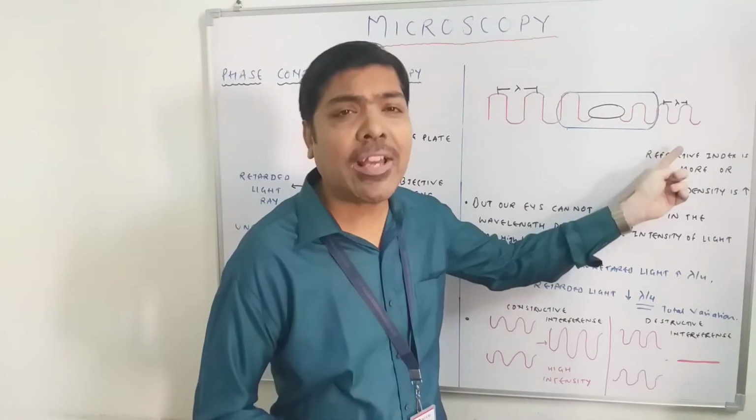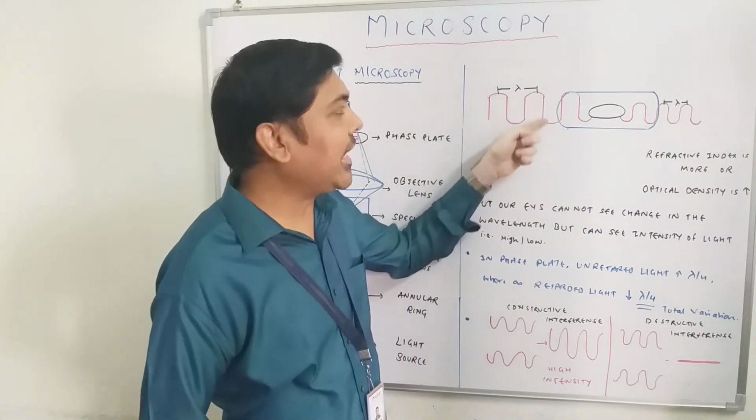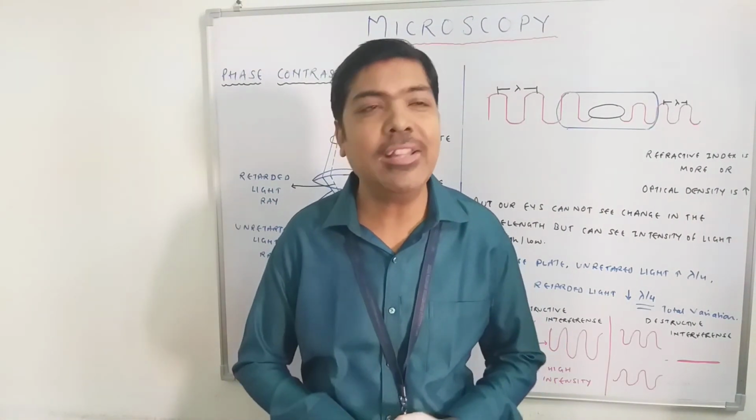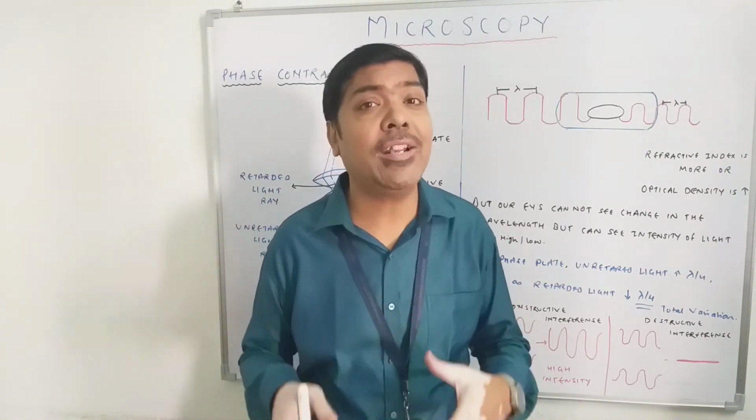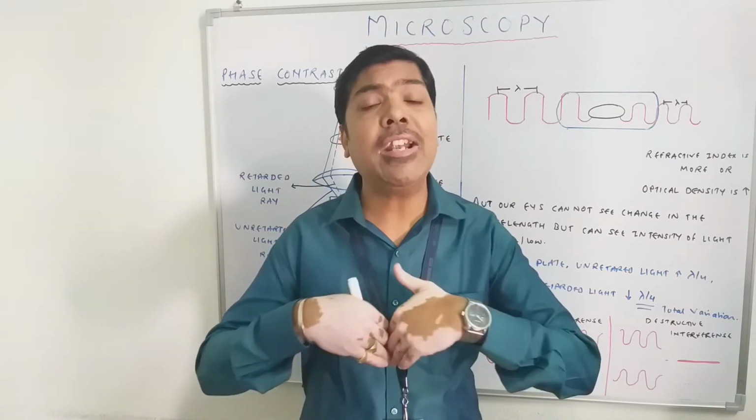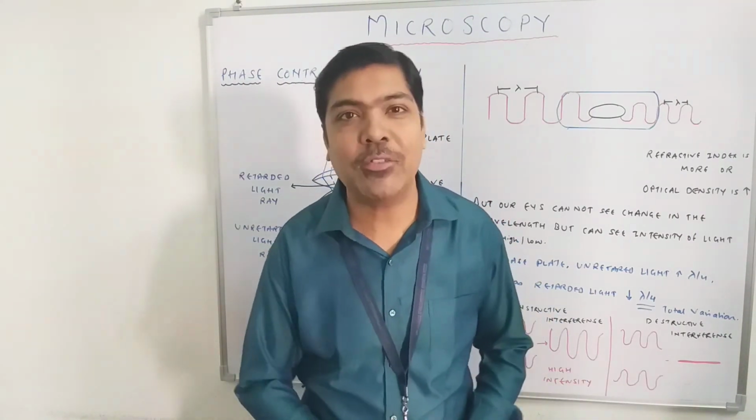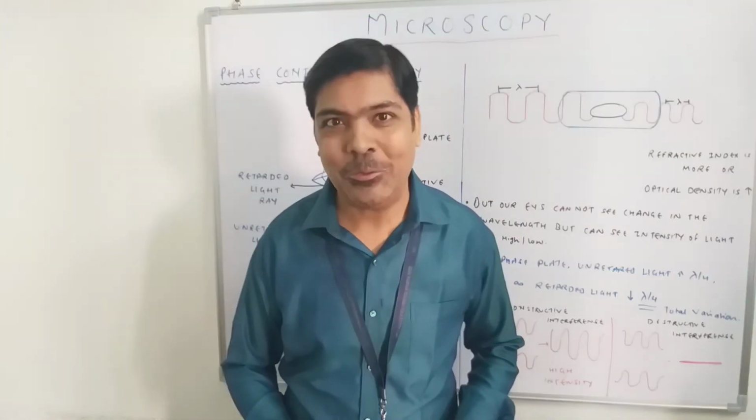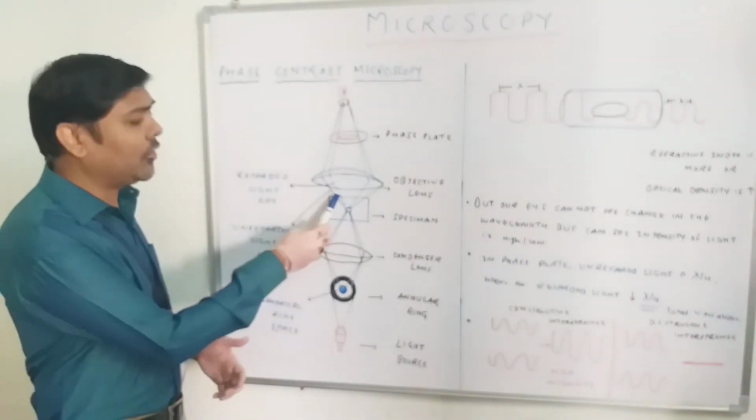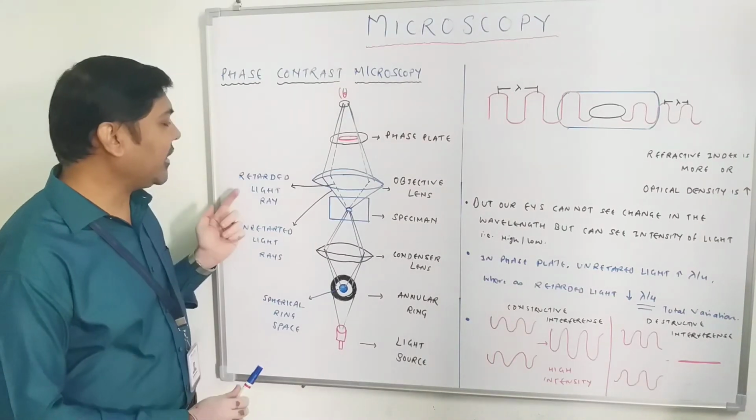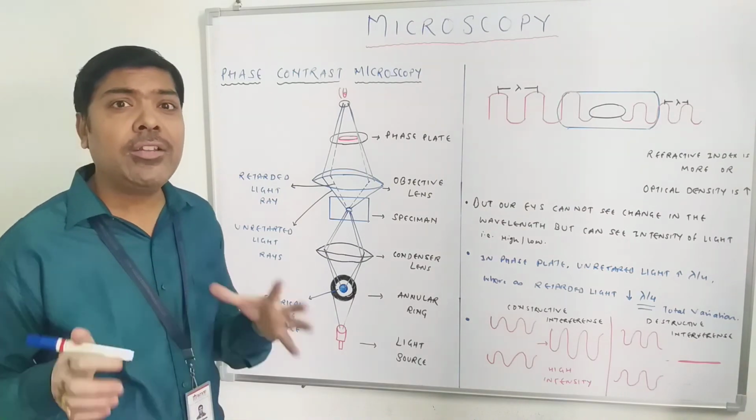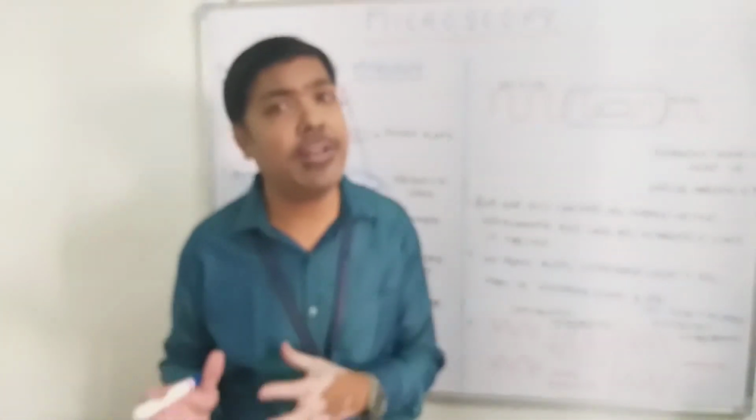As you can see in this diagram also, when the light enters the cell or the specimen, it has one wavelength, whereas because of the enhanced optical density and the refractive index, the light coming out of the specimen will have a different wavelength. So what will happen? As you can see in this diagram, two different kinds of rays are visible. Number one is retarded light rays, and number two is unretarded light rays. Now what is the difference between them?